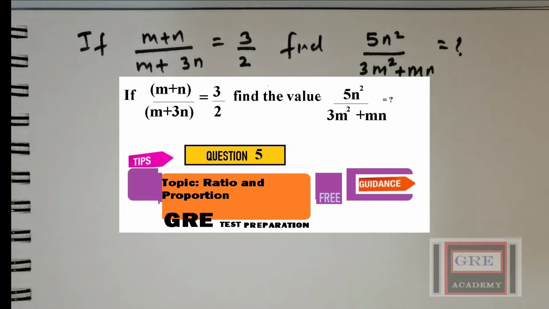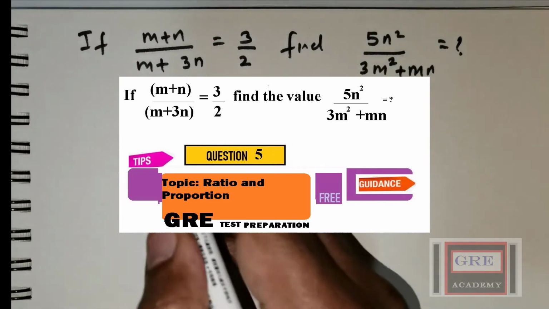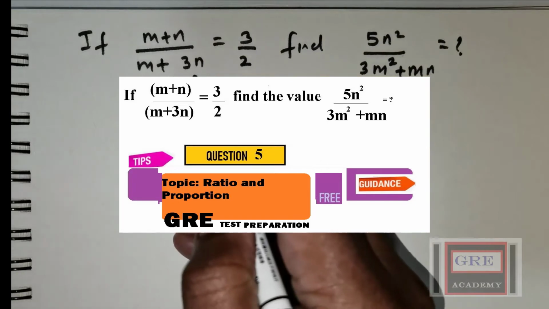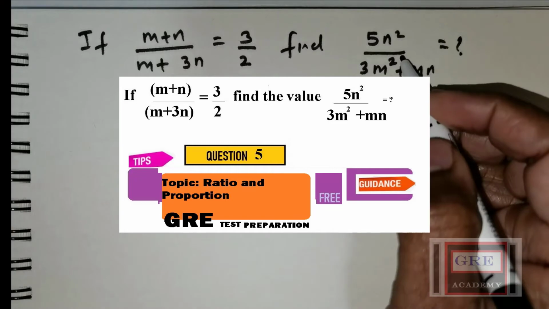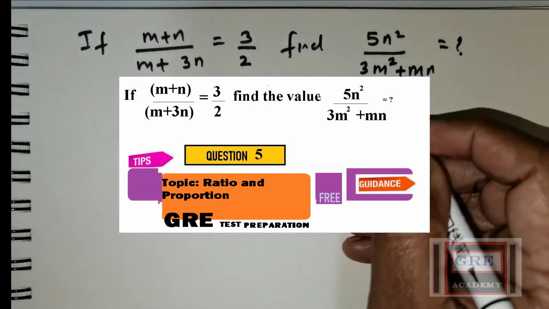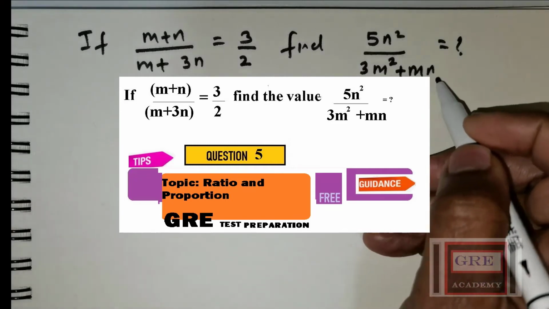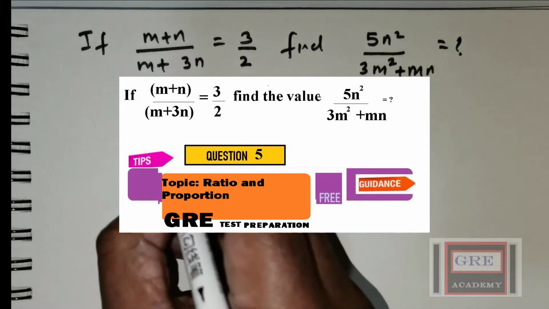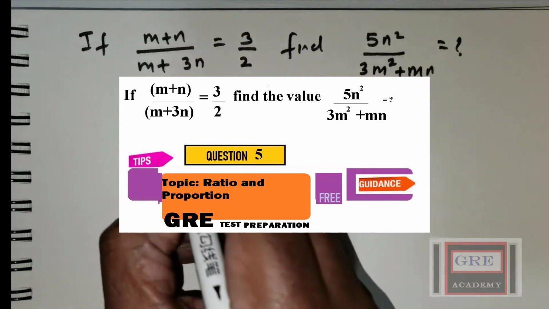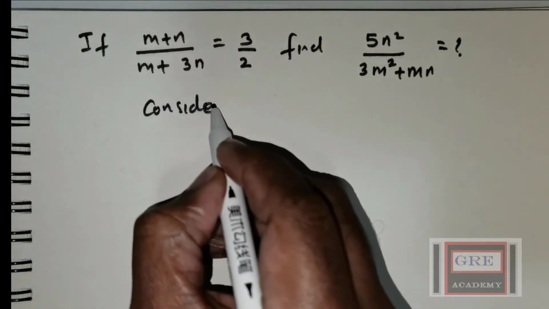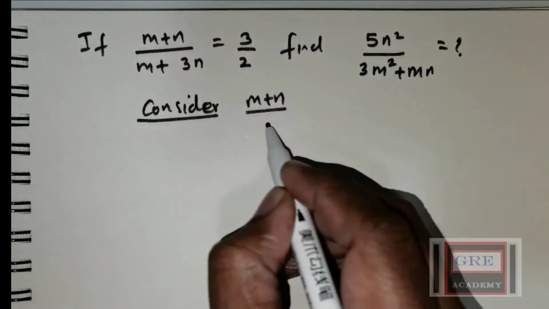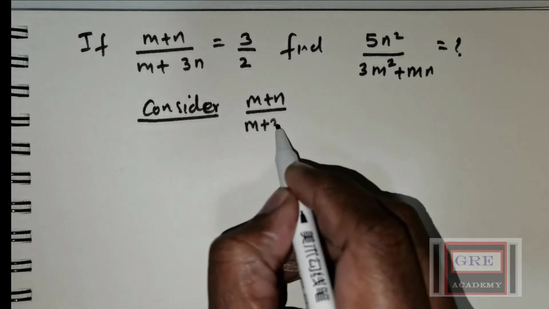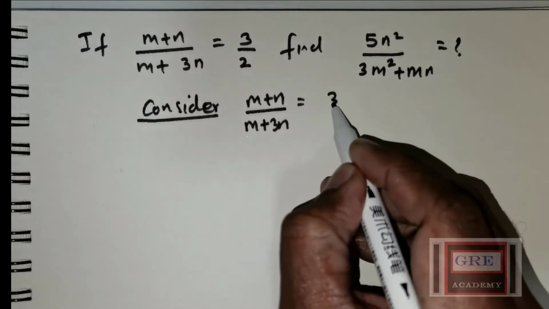Students, we are given this question: if (m + n) divided by (m + 3n) equals 3 over 2, we are expected to find 5n² divided by (3m² + mn). So first what we would do is consider the given quantity, which is (m + n) divided by (m + 3n), and that is equal to 3 over 2.